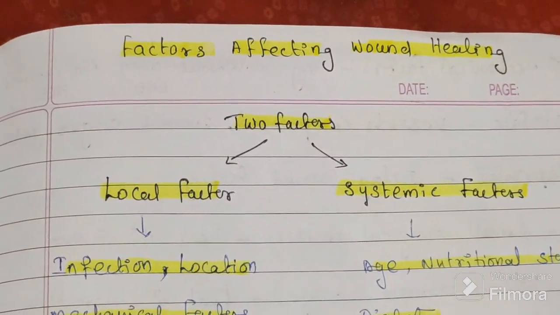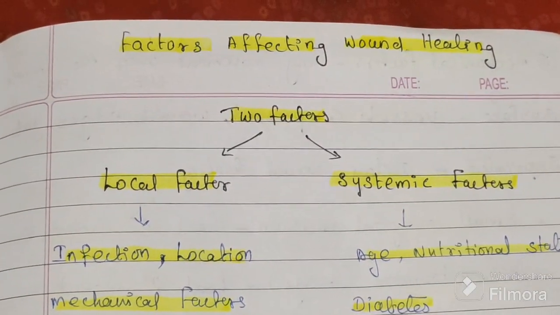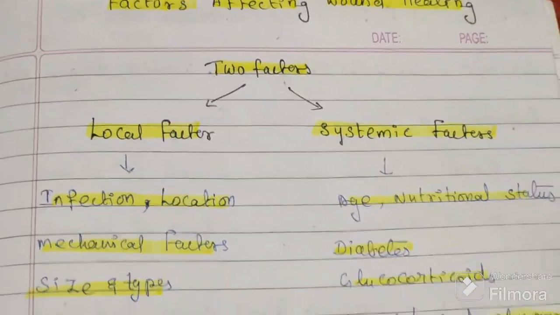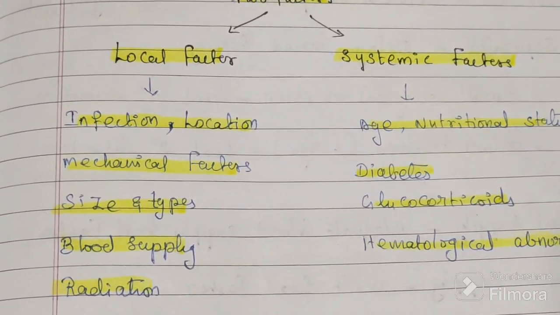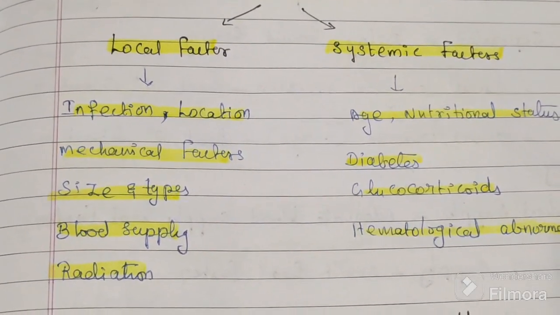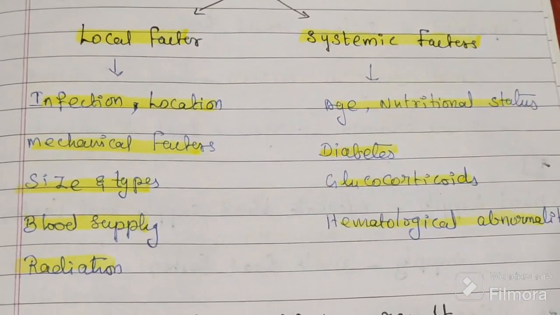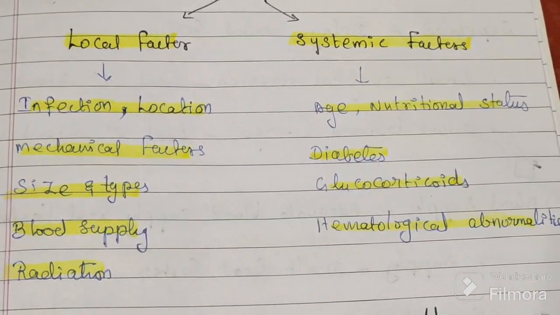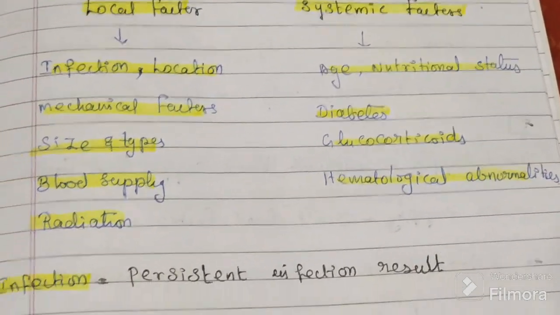Today's topic of discussion: factors affecting wound healing. Local and systemic factors affect wound healing, so there are two types: one is local factors, another is systemic factors. Local factor examples: infection, location, mechanical factors, size and type of wound, blood supply, radiation. Systemic factor examples: age, nutritional status, diabetes, glucocorticoids, then hematological abnormalities.